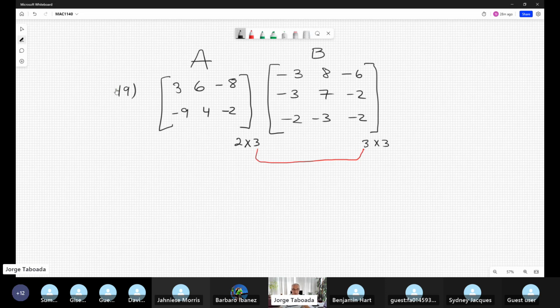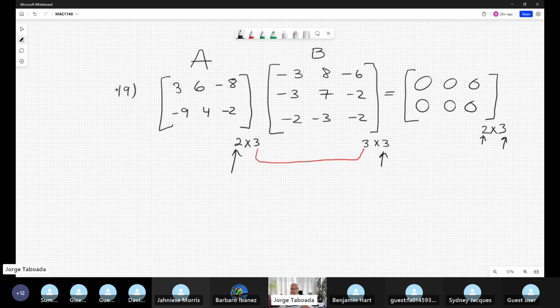But in this case, yes, matching perfectly, and the answer is another matrix that is 2 by 3. Where does the 2 come from? This 2 is this 2, and this 3 is this 3. So 2 by 3 is 6. We need to find 6 numbers. We can do it by hand, but that's too long. I prefer doing it in the algebra app. Let me try.